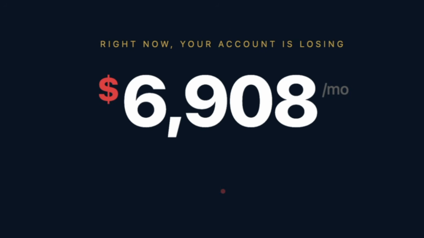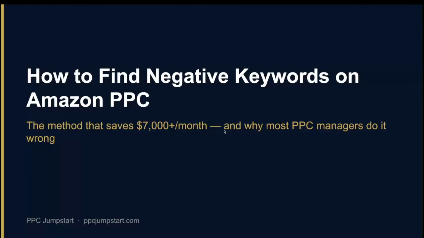Here is a complete system we've built after managing 6, 7 and 8-figure brands on Amazon and their advertising, helping them save over 30% of their ad spend, which sometimes equates to over $10,000 a month in wasted ad spend. By the end of this video, you'll have a complete system for finding every negative keyword your account ever needs.